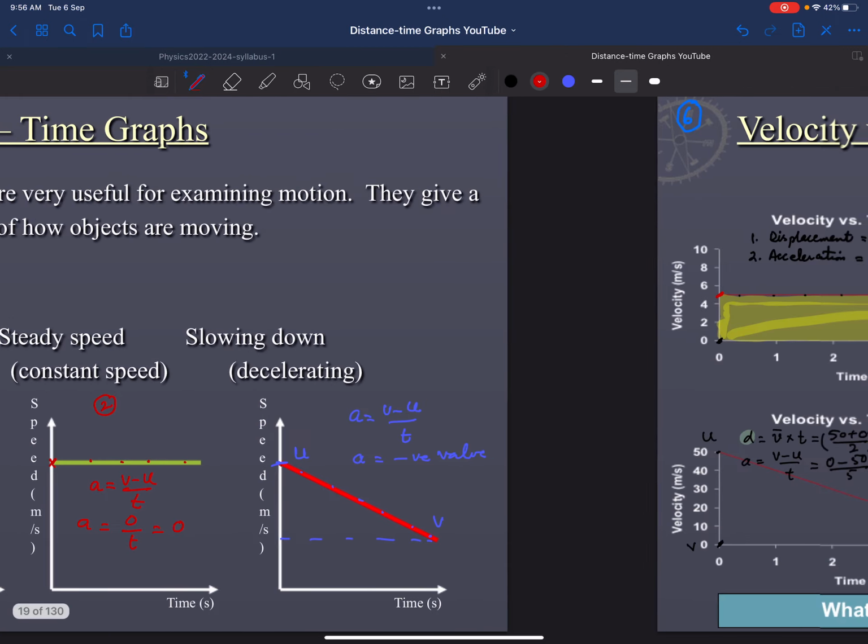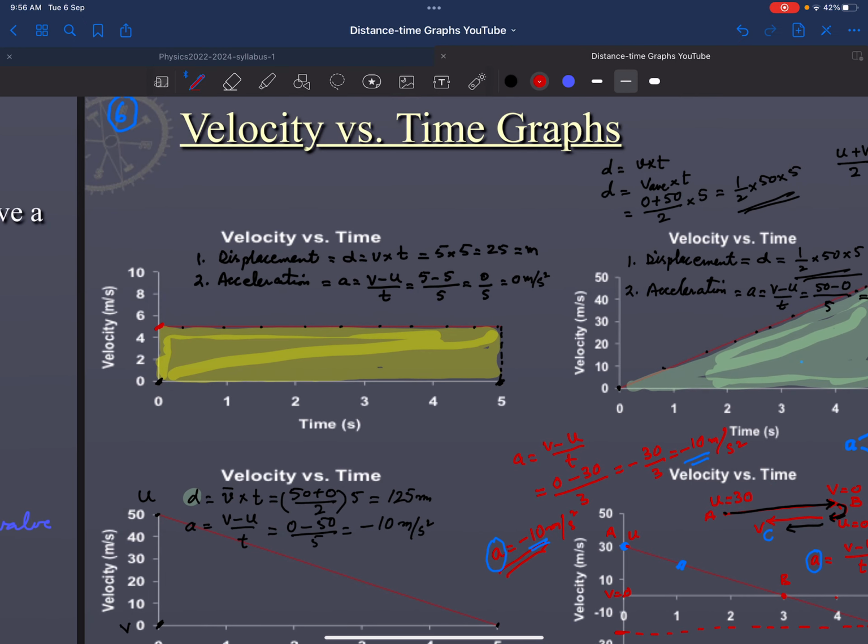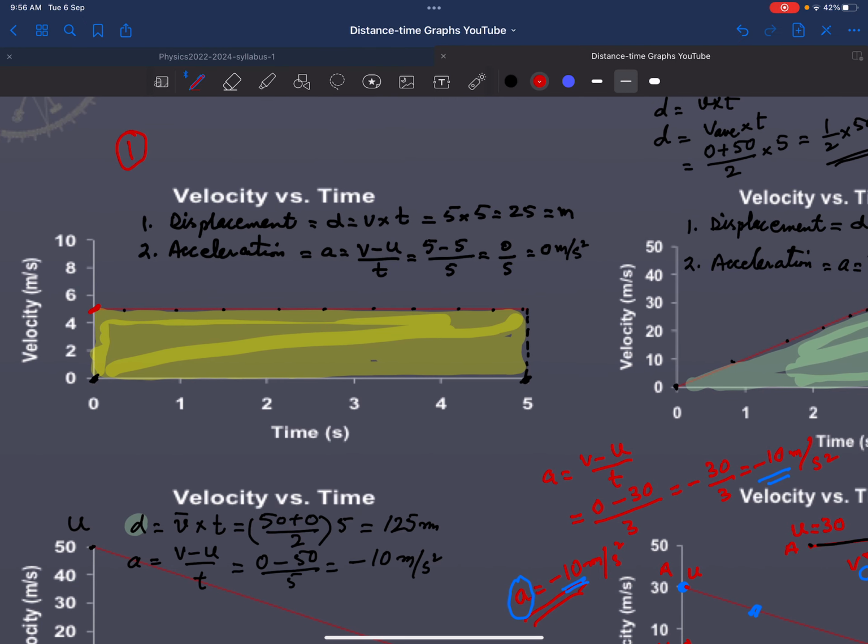So here we have another set of graphs to explain these situations. The first graph is a velocity-time graph. In this case, you can see that at time t equal to 0, the velocity is 5 meter per second, and if you want the displacement, it is simply the area under the curve, which is the area of a rectangle, v into t. So 5 into 5 gives you the displacement, which is 25.